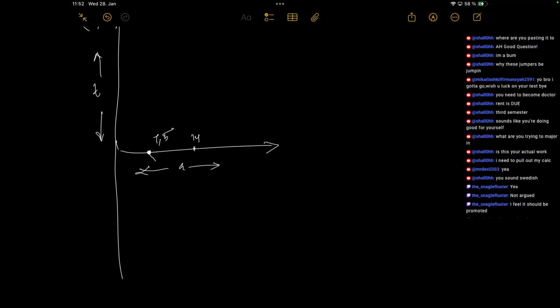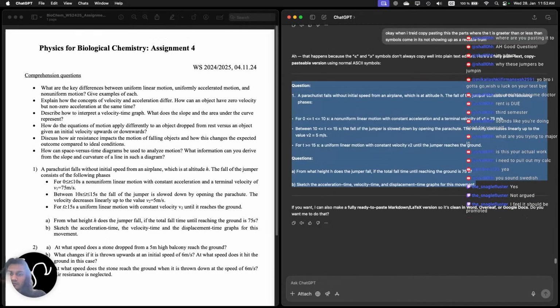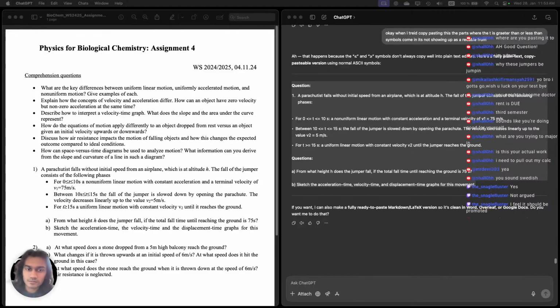What? I gotta look into the graphs. I'm having a little bit of confusion. Okay. Can you let me know what's the total height?